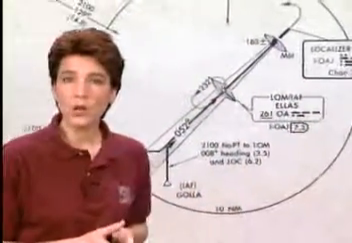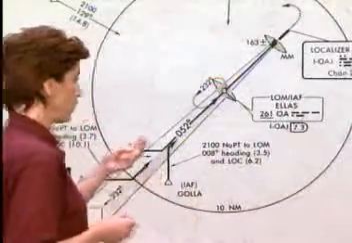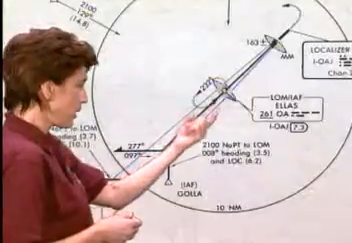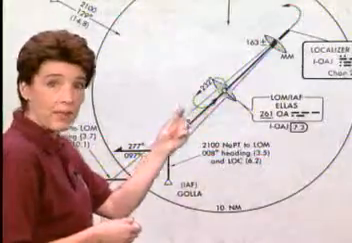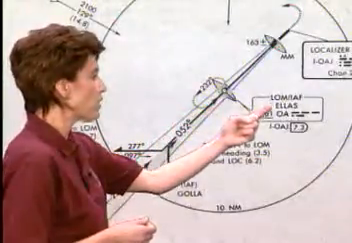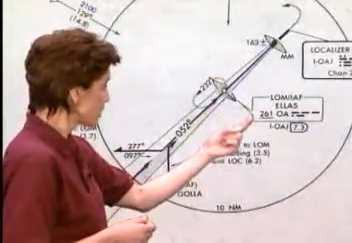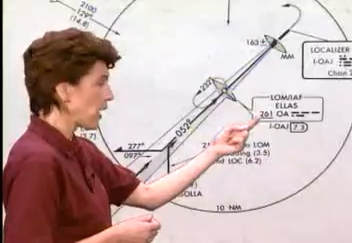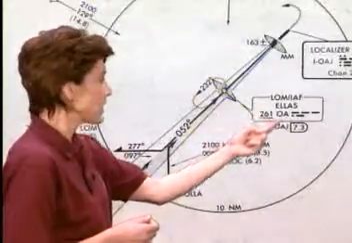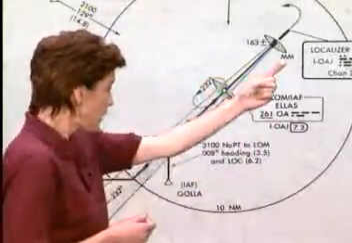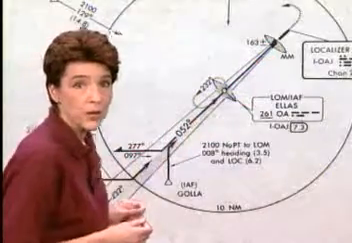Now, the localizer course is 052 degrees. There's an NDB at the outer marker. That makes it a locator outer marker, or LOM. Its name is Ellis. Its frequency is 261 and its identifier is OA. There's a middle marker just before you reach the runway.